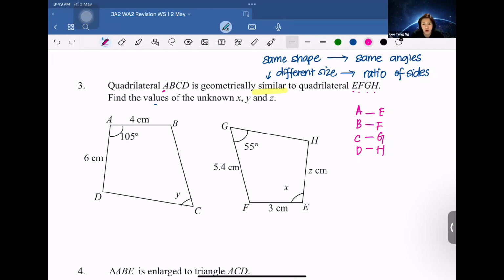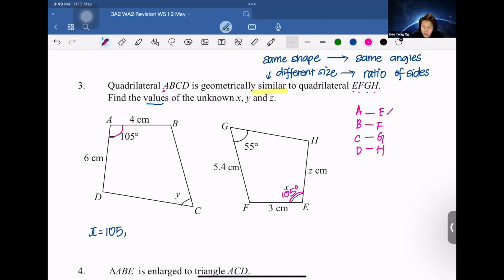All right, let me try to match the angles first. Angle A, 105, matches with angle E. Oh, so X will be 105 degrees. Plain and simple. Question 1, the word is value. So in this case, I did not put the degree sign.